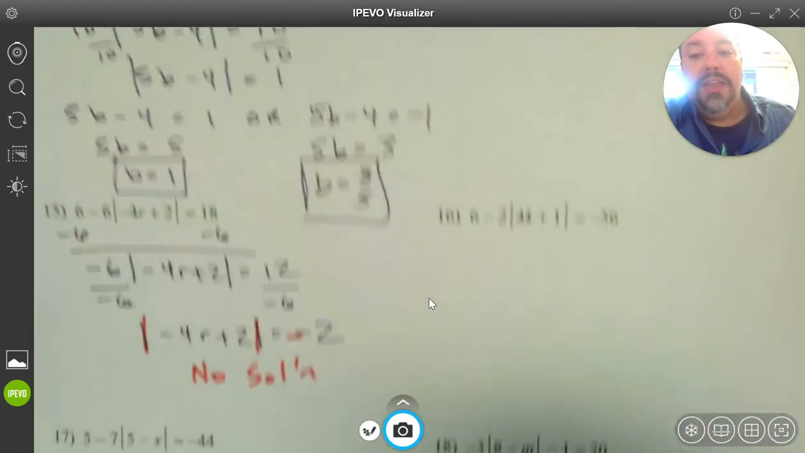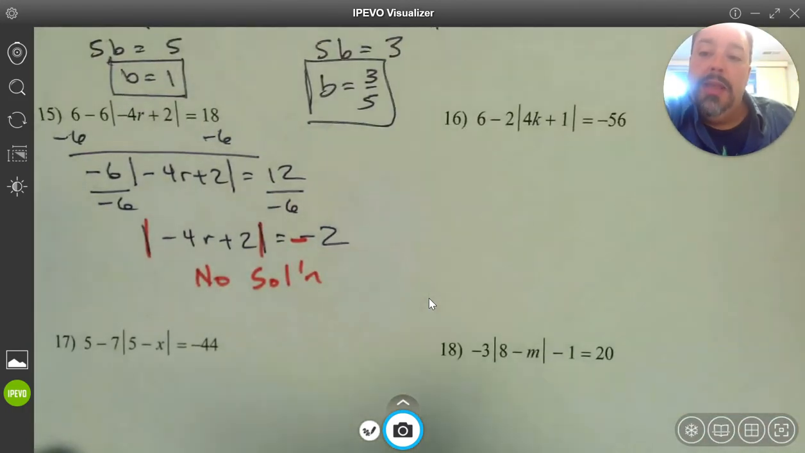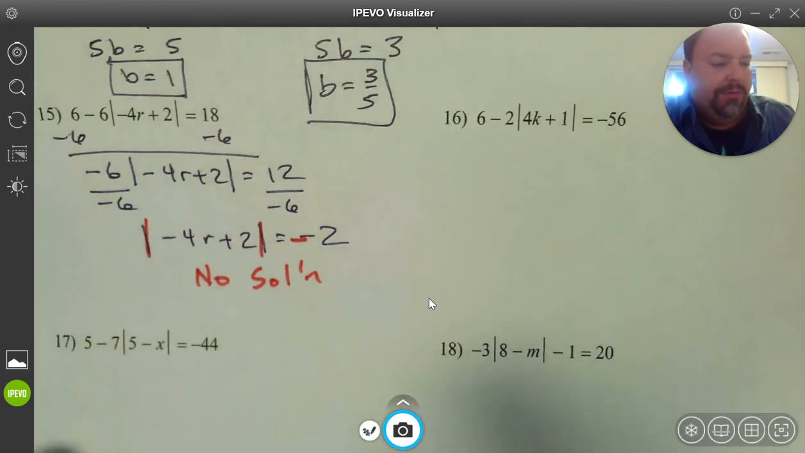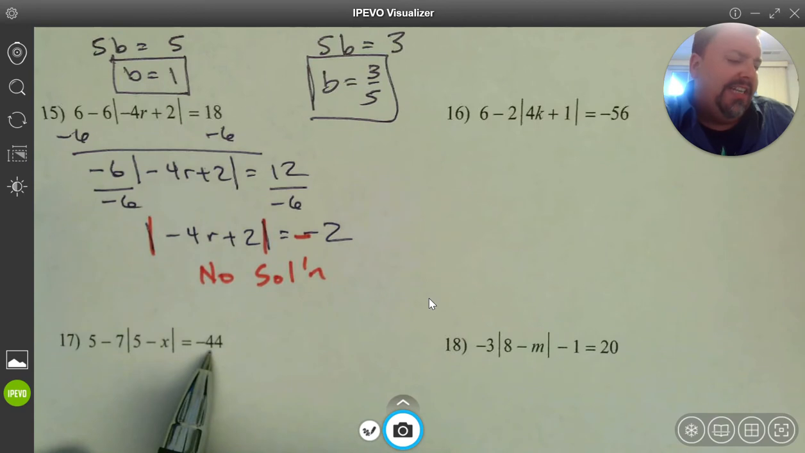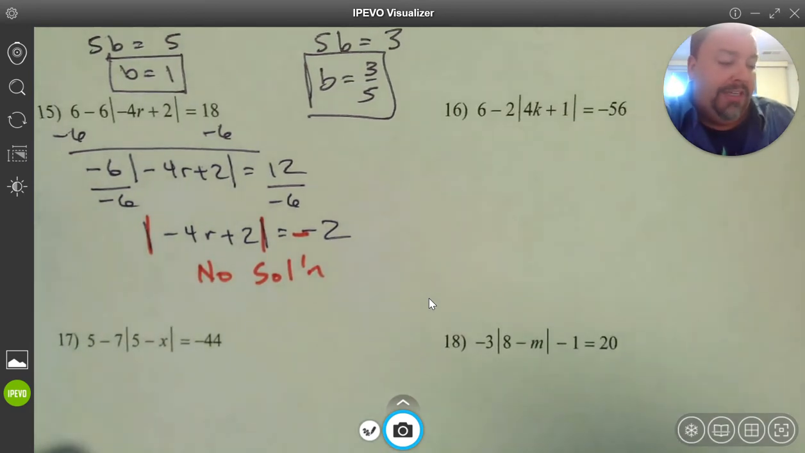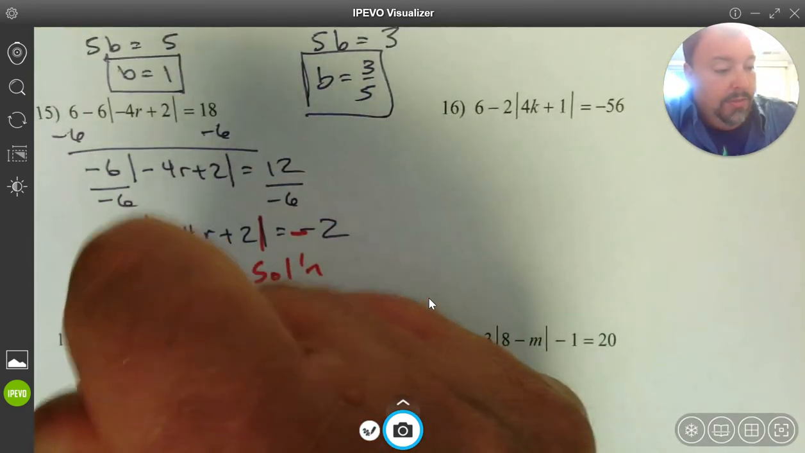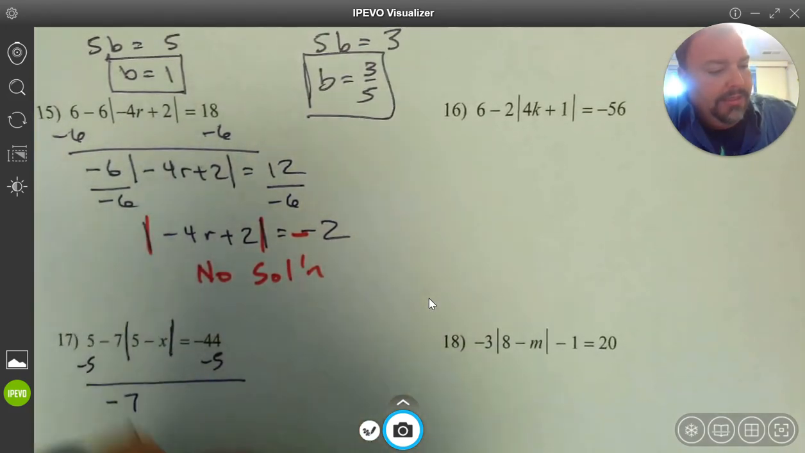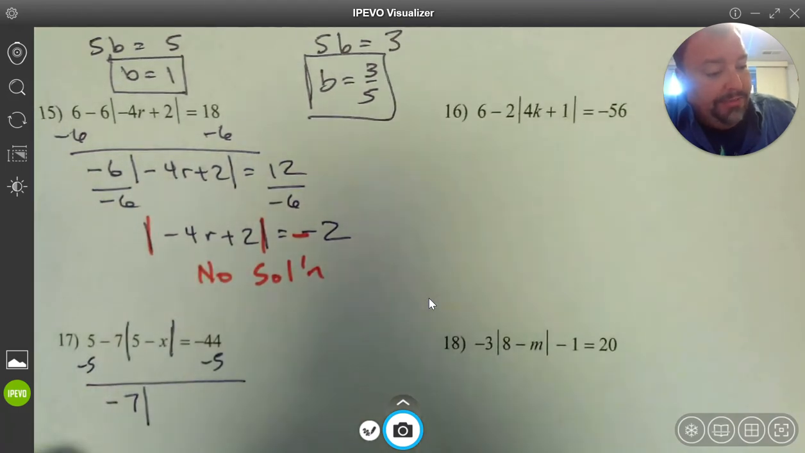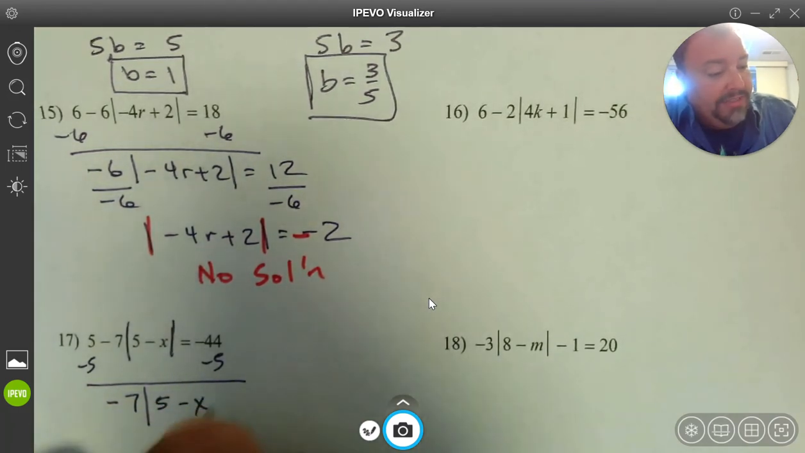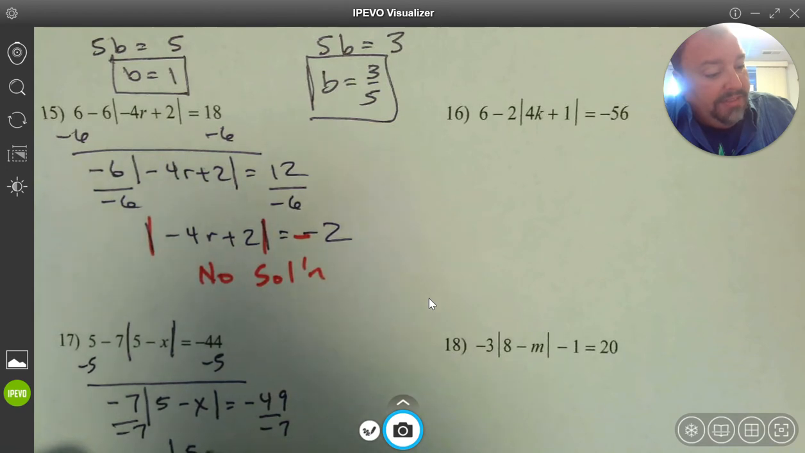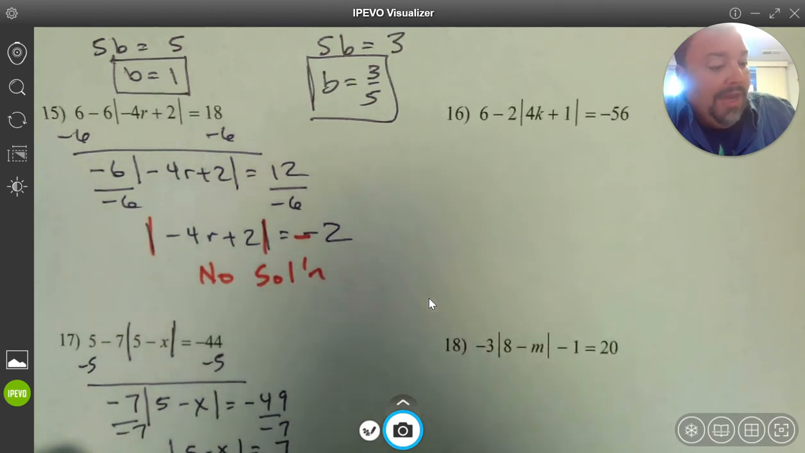And the last one that I'm going to do, 5 minus 7, absolute value of 5 minus x is equal to -44. Again, we can't say no solution on this one because we don't have the absolute value by itself. We need to subtract 5 first. Negative 7, absolute value of 5 minus x equals negative 49. Divide by negative 7. We have absolute value of 5 minus x equals positive 7.